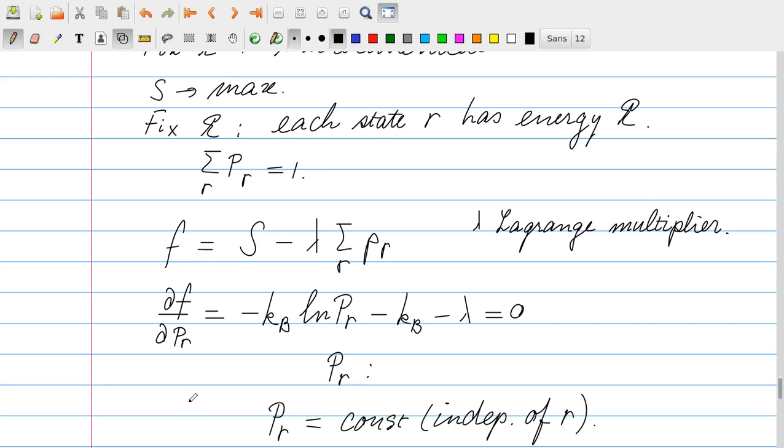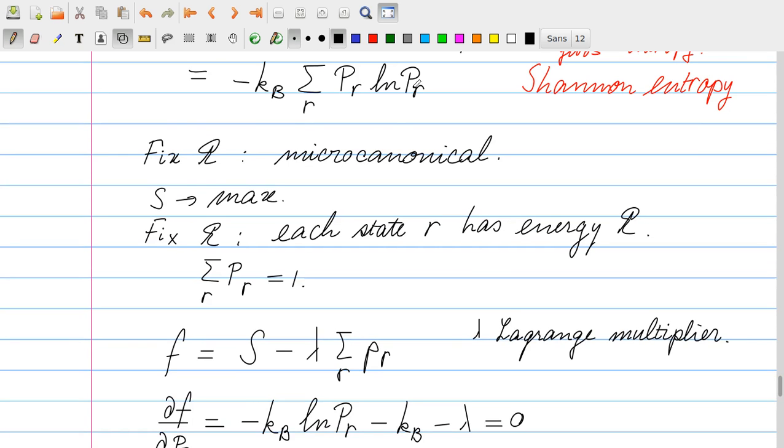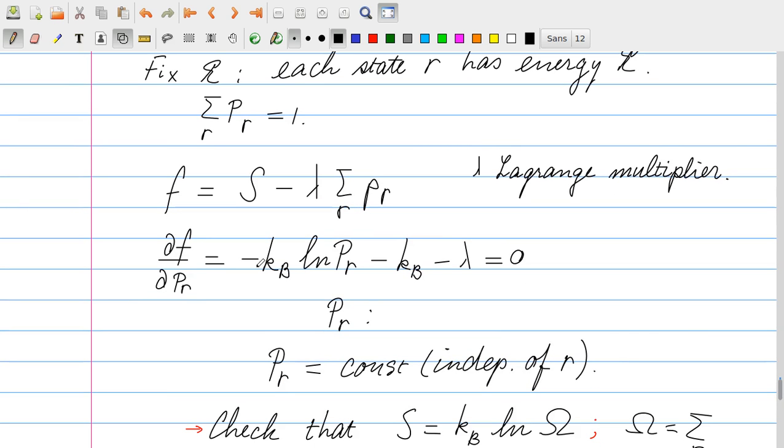So maximizing f, we take its derivative with respect to the PRs, and recall that the S had the form PR times ln PR. So if we take the derivative of this term, we first get an ln PR, and then we get a 1, because the derivative of the logarithm is 1 over PR, which cancels against this one. So we get first a minus kb ln PR minus a kb, and then from this term we get a minus lambda.